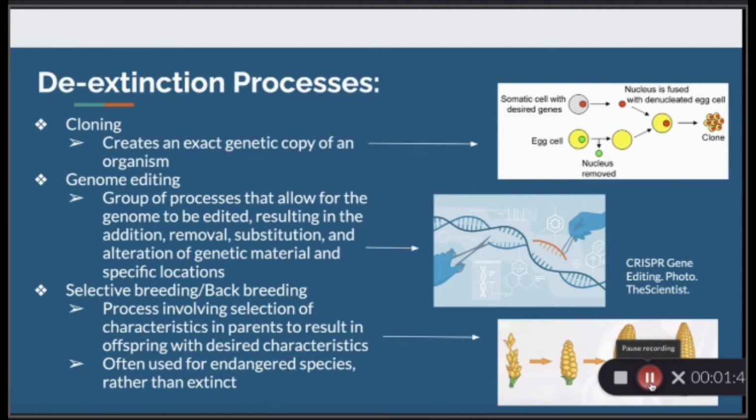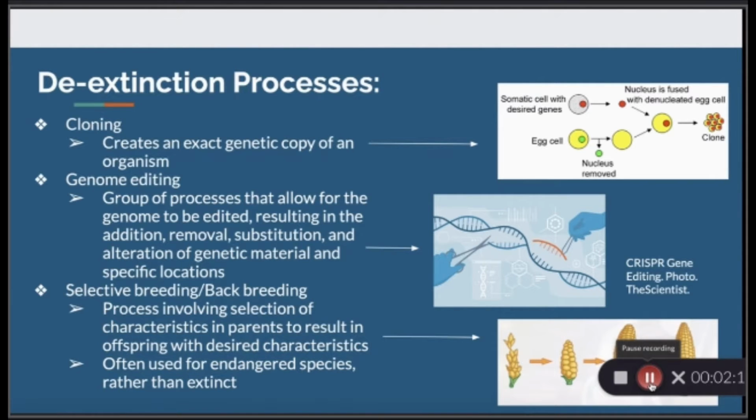Cloning replicates the genome of an individual organism and creates an exact genetic copy of an organism. Genomic editing is a group of processes that allows for the genome to be edited through addition, removal, substitution, and alteration of specific loci of genetic material. We see this mostly used in recently extinct organisms, when the cells are most readily preserved.